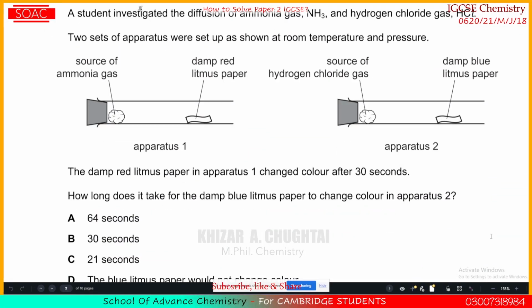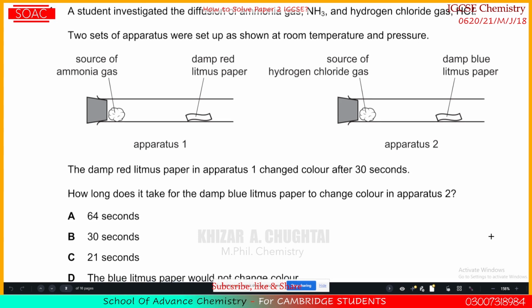Question number 1. A student investigated the diffusion of ammonia gas NH3 and hydrogen chloride gas HCl. Two apparatus were set up as shown at room temperature and pressure. Here is the source of ammonia gas. Here is the damp red litmus paper. Here is the source of hydrogen chloride gas. And here is the damp blue litmus paper.